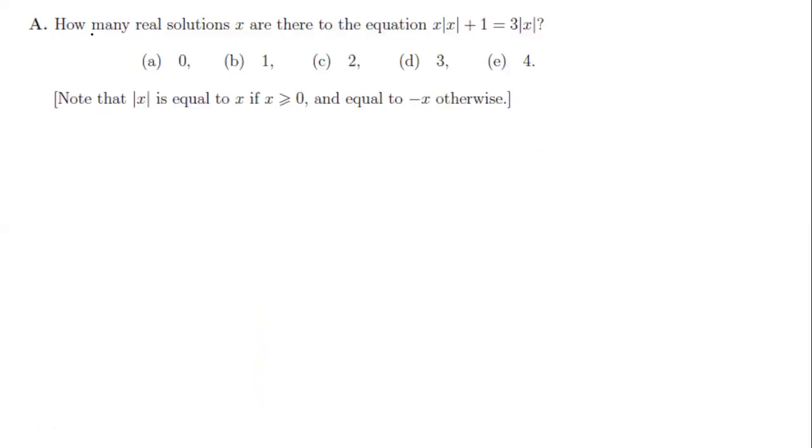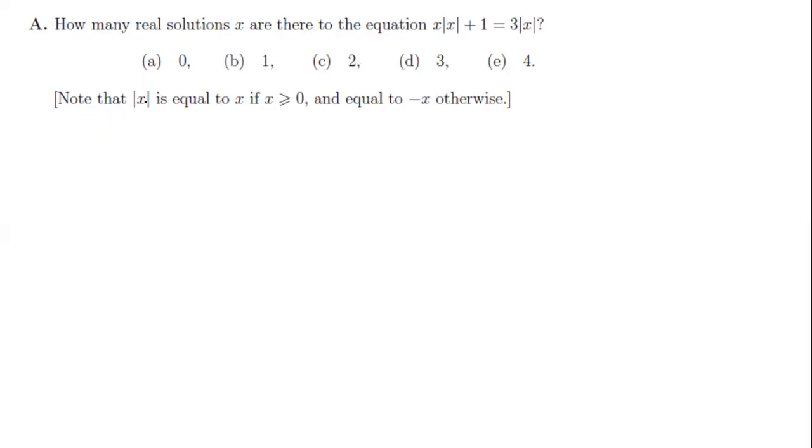The question asks, how many real solutions x are there to the equation x mod of x plus 1 equals 3 mod of x? The given answers are 0, 1, 2, 3, 4. Within brackets, they have given a note. Note that mod of x is equal to x if x is greater than or equal to 0, and equal to minus x otherwise. So they have given a note to determine how the mod of x is going to work.